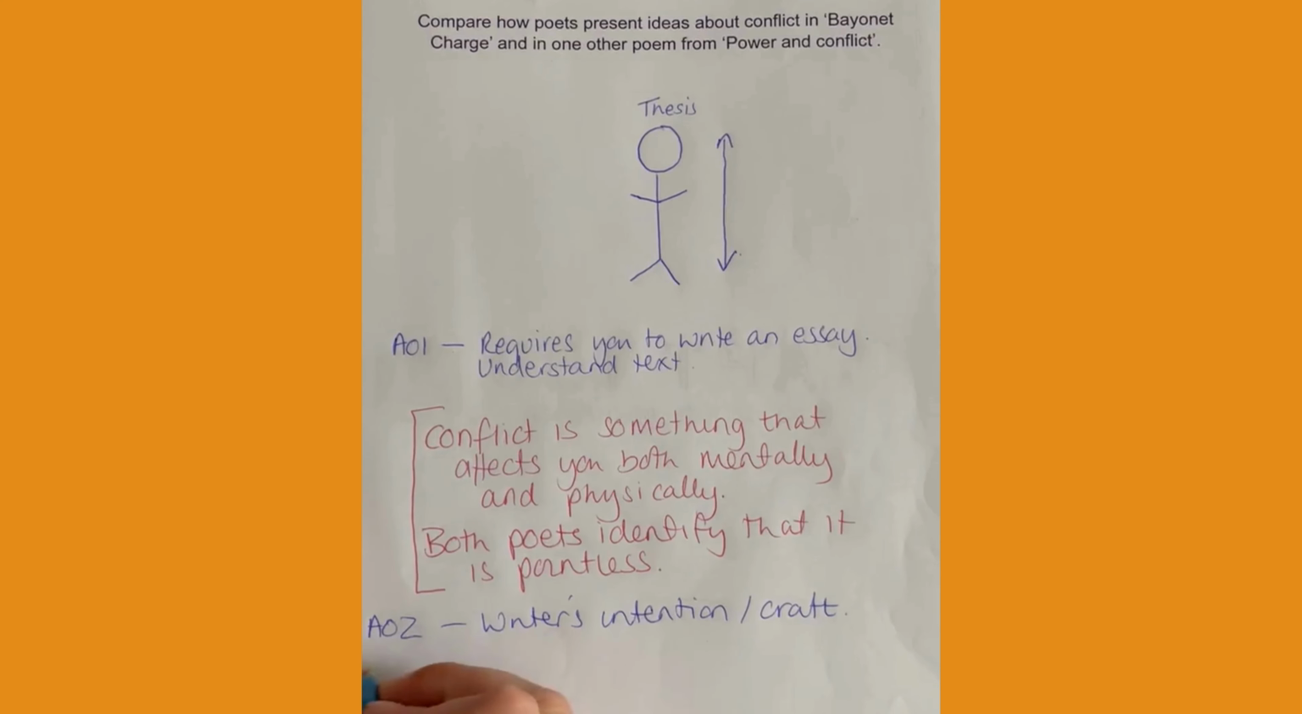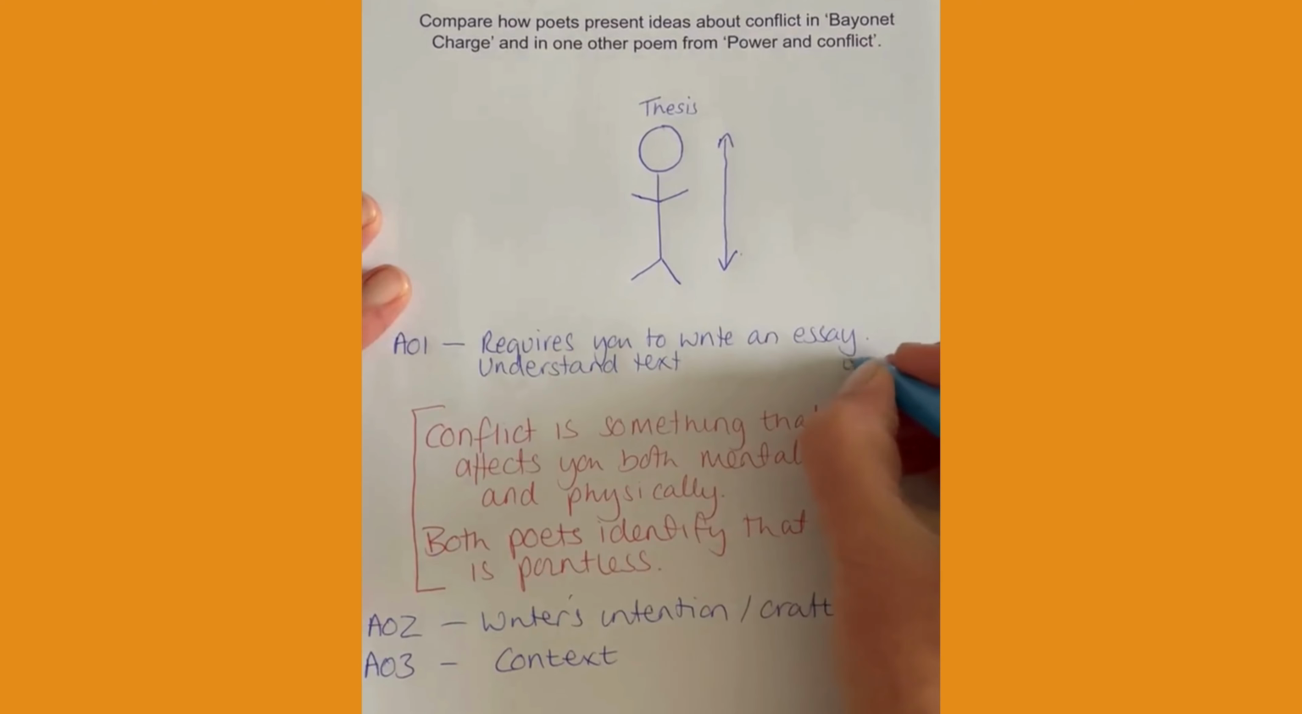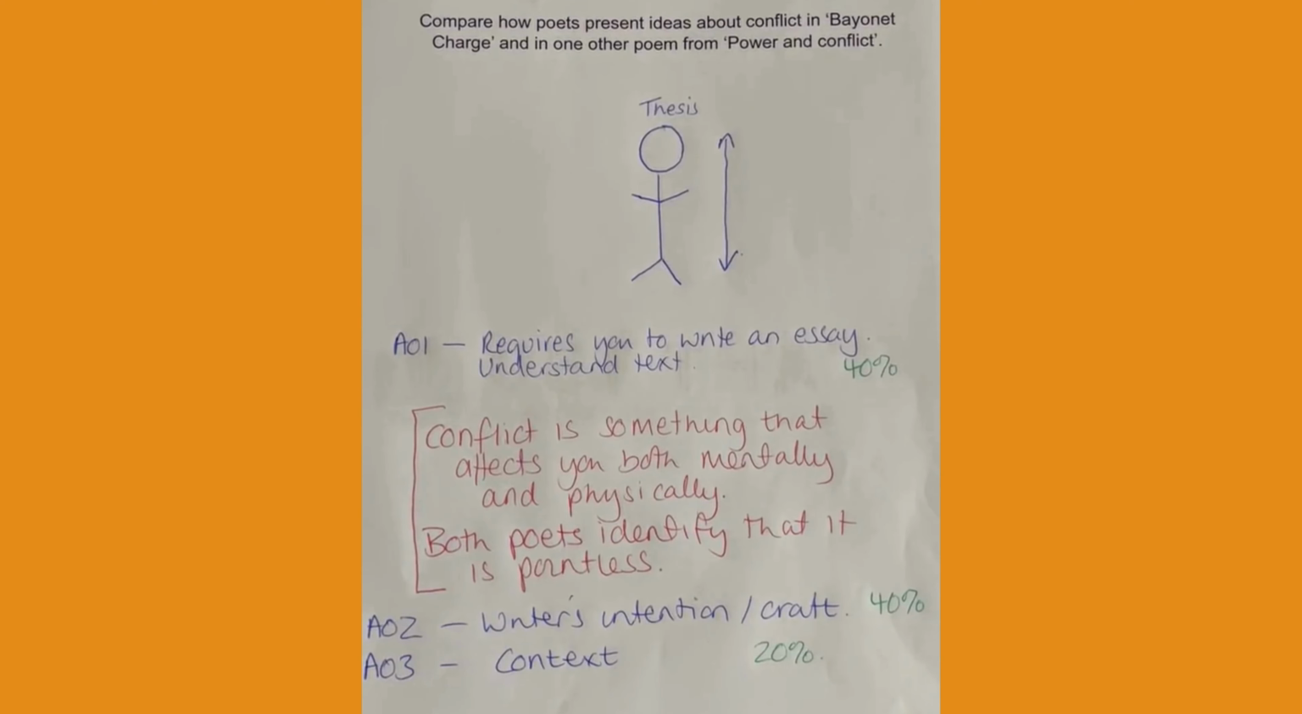And then AO3 is context. And so again, if we can acknowledge that in our introduction, if we can hit all of those assessment objectives in our introduction, we don't have to work as hard, and we have already started to tick boxes for an examiner. Remembering that this is 40%, this is 40%, and this is 20%. And essentially that should be how they are weighted in your paragraphs.